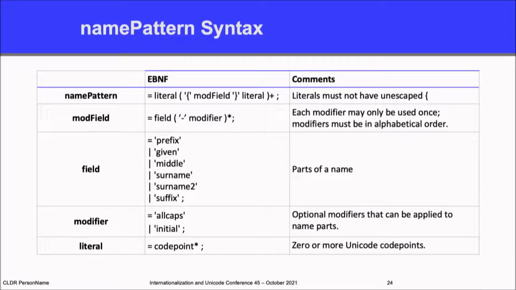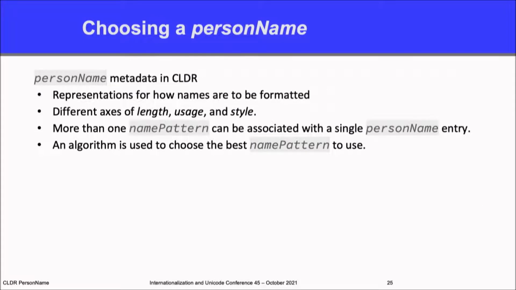This is just a quick overview in extended BNF form of how it's composed together. In essence, we have zero or more modifiers, one or more of the field names, and then any literals that are in between. So I don't expect you to read all of that.